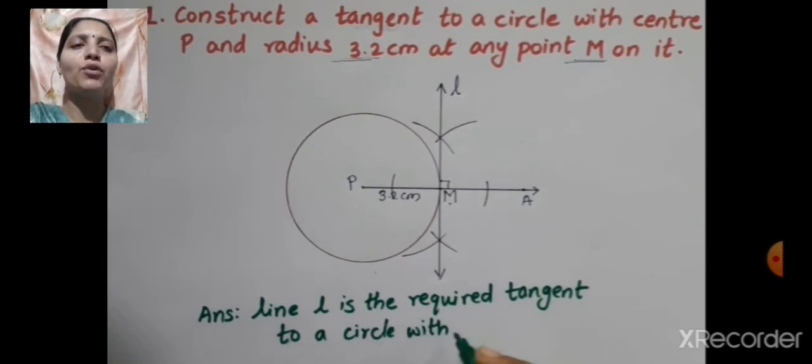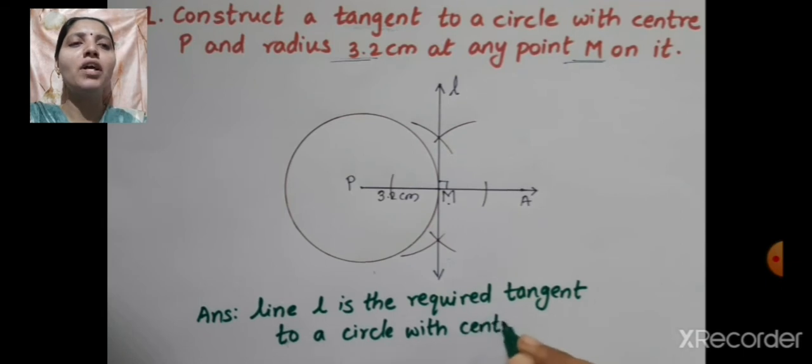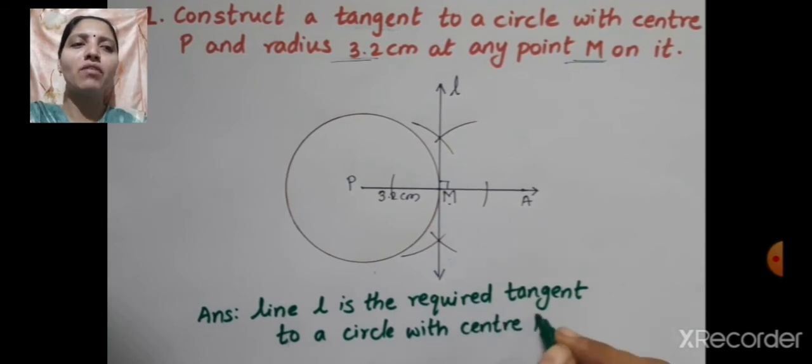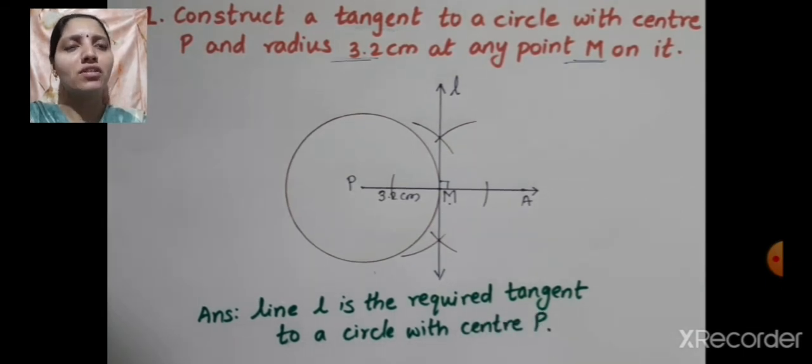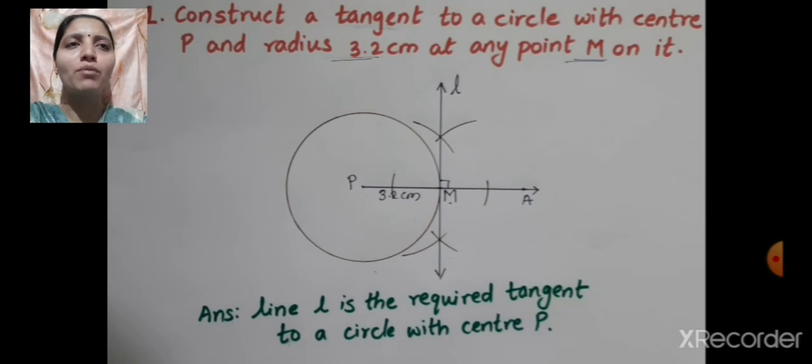I hope you all have understood this sum. It's a very simple sum. Given the radius, you have to draw the circle and then you have to draw the tangent. The second sum is a similar one, so I am not solving it here.